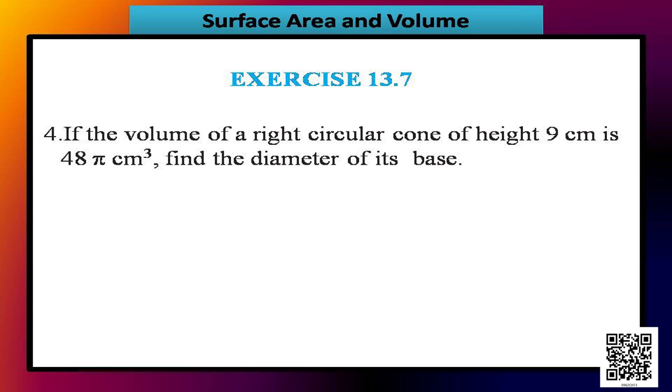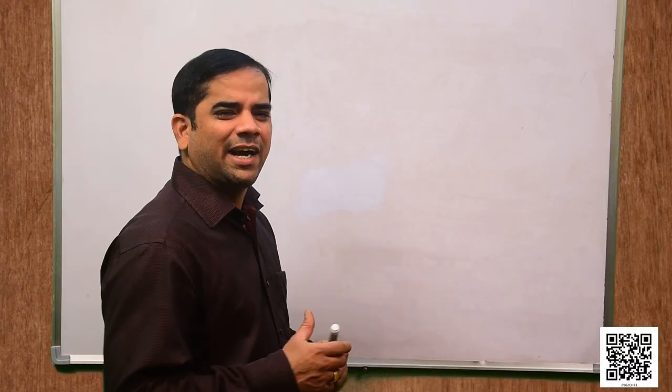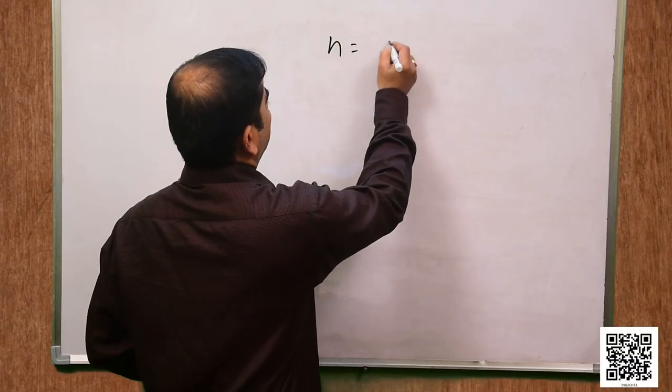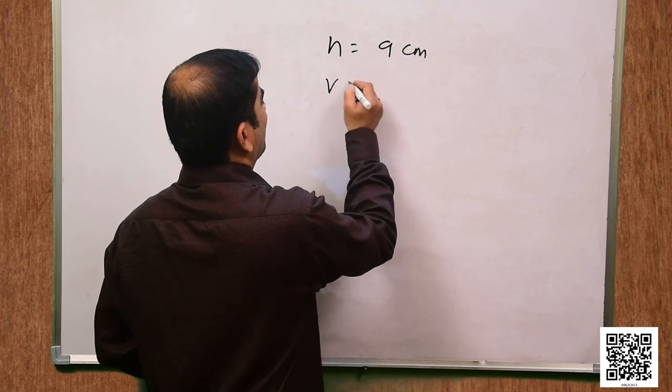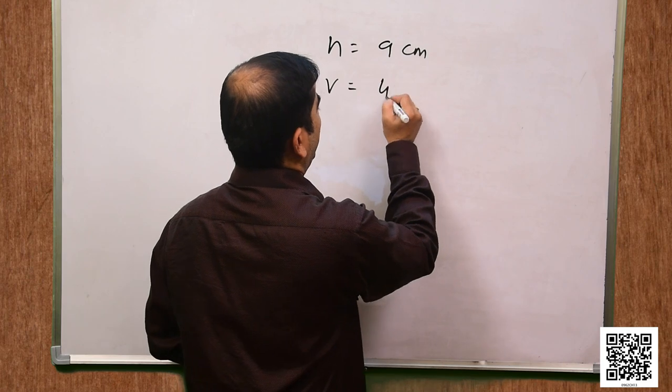It says, if the volume of a right circular cone of height 9 cm is 48 pi cm cube, find the diameter of its base. So let us solve the question. So what is the given data? Height is 9 cm and volume is given as 48 pi cm cube.